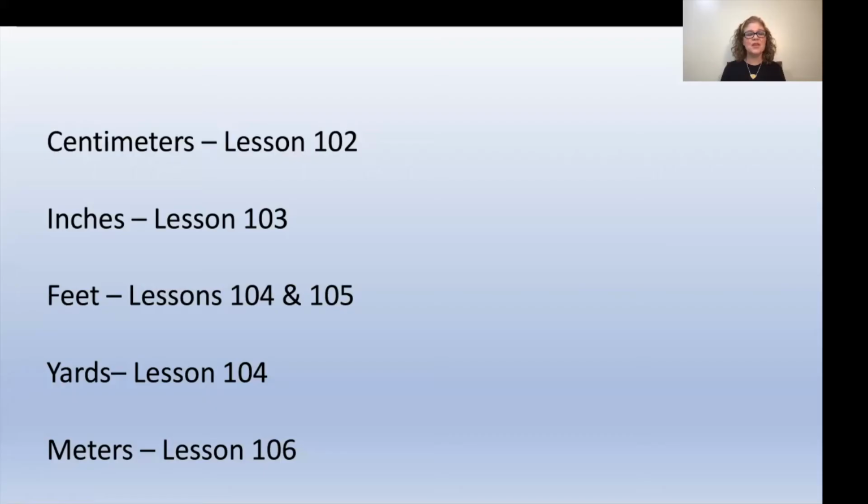After your child completes that chart, you're going to ask them questions about measurements. If your child struggles with any of those measurements, here are the lessons you can review. If your child needs to review centimeters, go ahead and review lesson 102. For inches, review lesson 103. For feet, review lessons 104 and 105. For yards, review lesson 104. And for meters, review lesson 106.